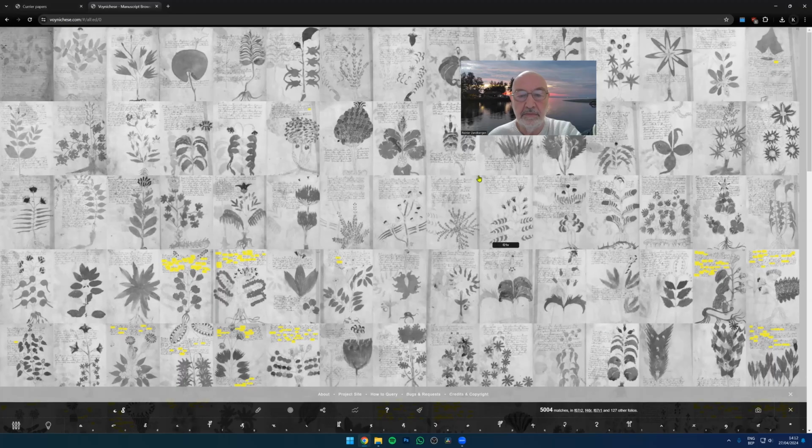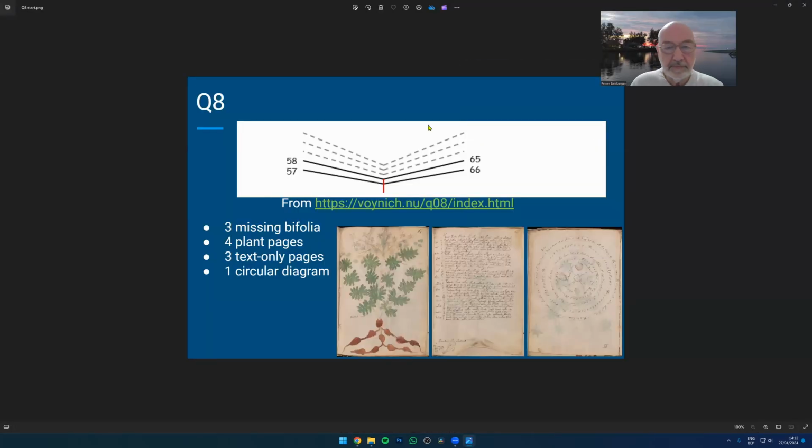Now, moving on to Quire 8. I took this from your website, Rene. It shows first that 3 bifolia are missing. How do we know that they're missing? Well, these numbers are actually taken from the folio numbers that are written on the manuscript. Probably not by the original scribes or authors, but by a later owner. And they match the order as the pages are now in the manuscript. So it really runs incrementally from 1 to 116 with a few gaps. And this is the first gap.